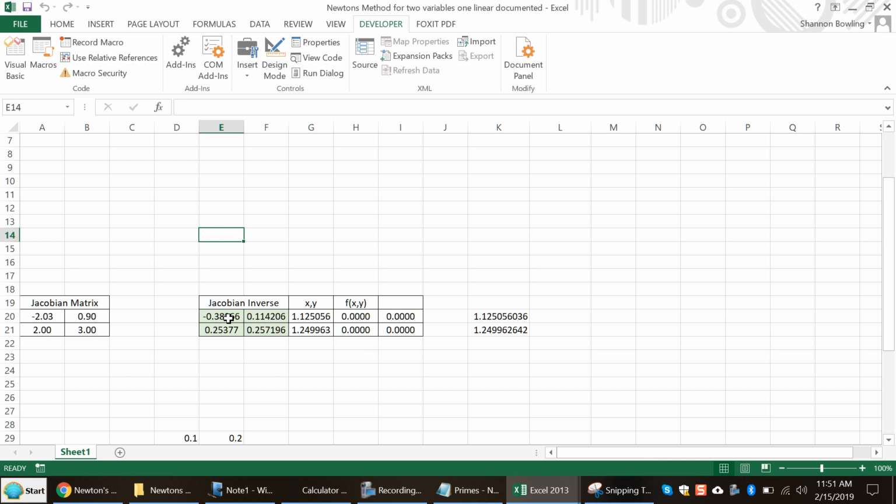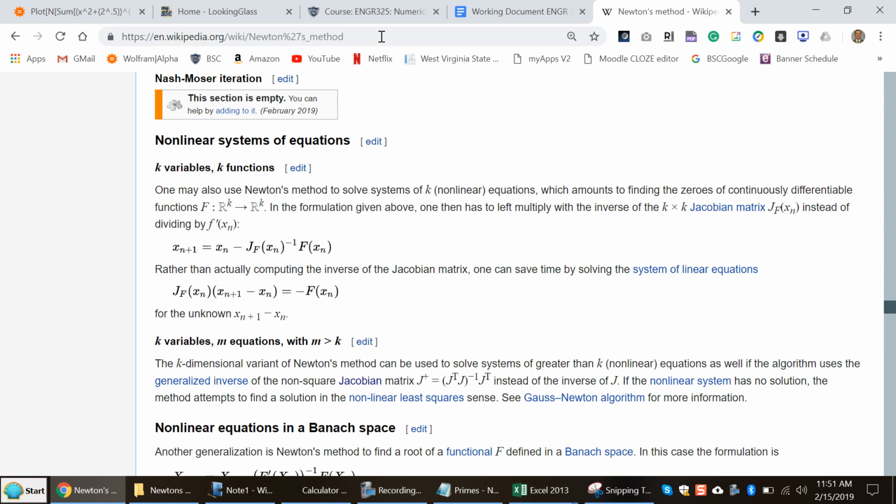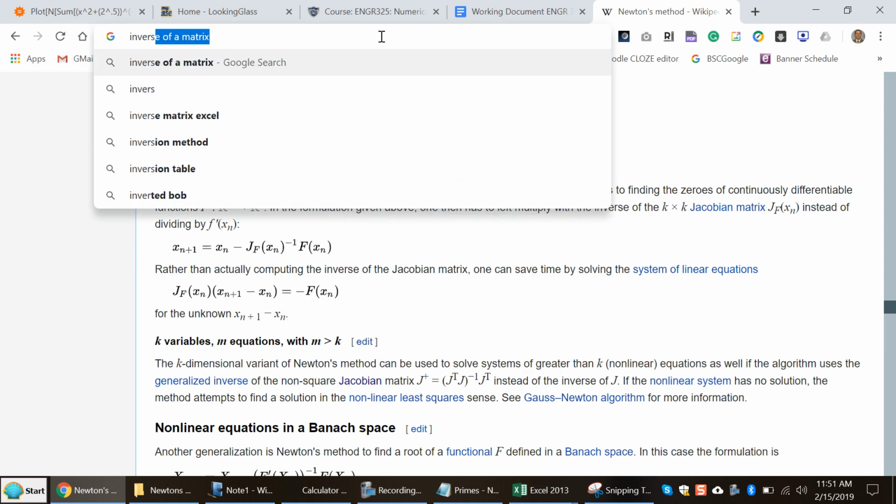But all I'm doing here is I'm calculating. So if I plug in a value like right here, you see how that inverse changes. So this is just the Jacobian matrix. This is the inverse of the Jacobian matrix. And it's really simple to do, and we'll do it. I mean, look, it's easy to do. Inverse of a matrix, Excel.